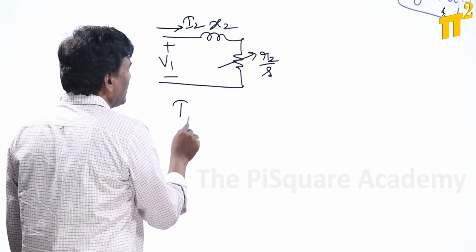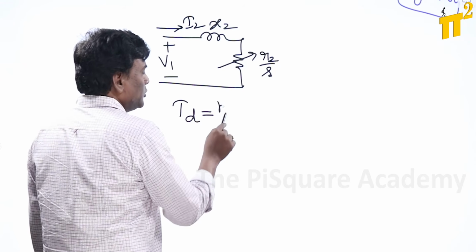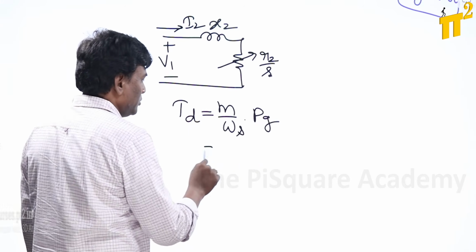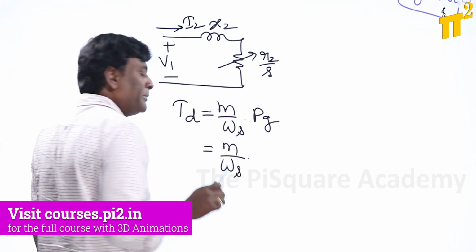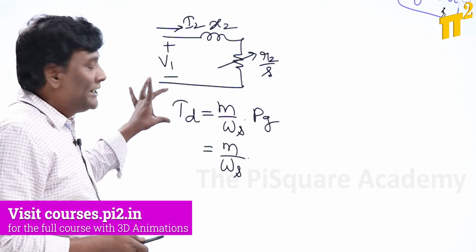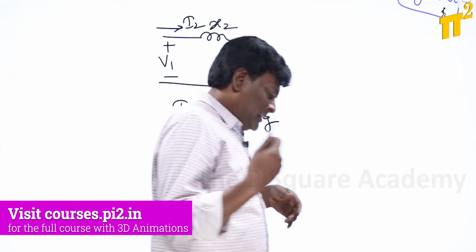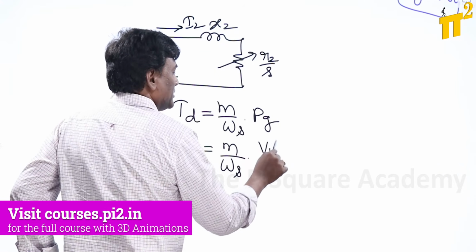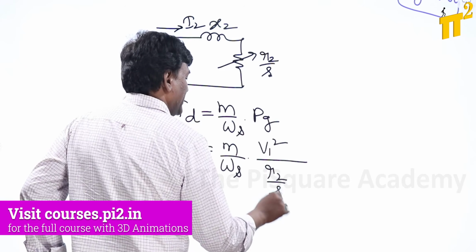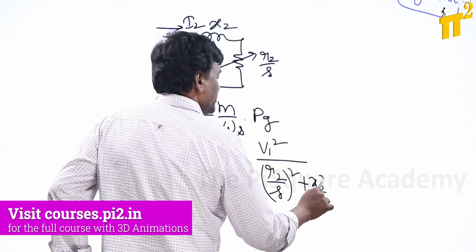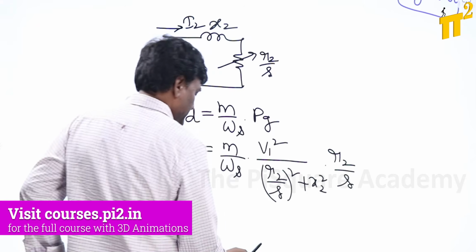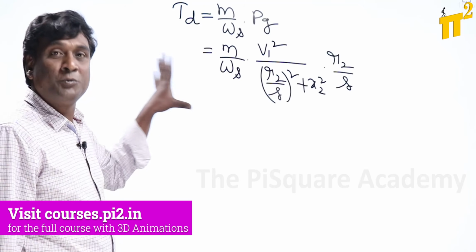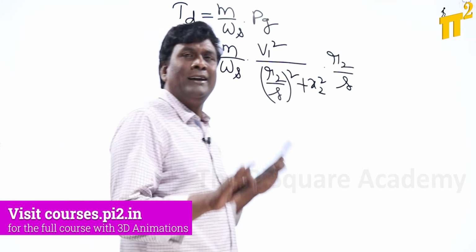Now how much is the torque developed? Directly m by omega S into PG. Air gap power is how much? I2 square R2 by S. Though it is kind of repeated, just stay tuned, because multiple times we have to depend on this particular equation so that problems can be solved. So this is going to be V1 square divided by (R2 by S) square plus X2 square, into R2 by S. I said clearly it should be divided into starting and running, independent of the type of speed control. Actually, in speed control we are not going to learn anything new.